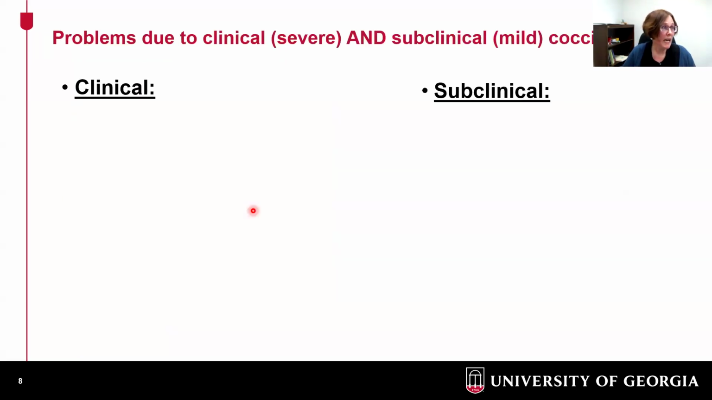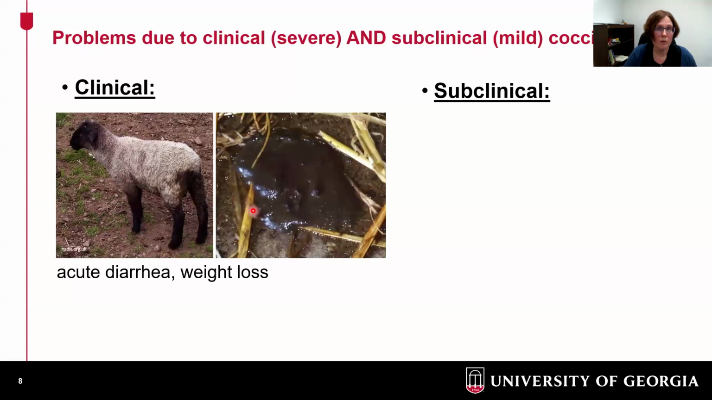So for the disease that happens, we put that in two categories. One is clinical and one is subclinical. So the clinical or severe form is where you actually see the animal being acutely sick. So usually, and you know all about it, you can see diarrhea, you could see weight loss, you could see other secondary signs of diarrhea like dehydration, like a higher susceptibility to other infections. So those animals may need acute treatment.